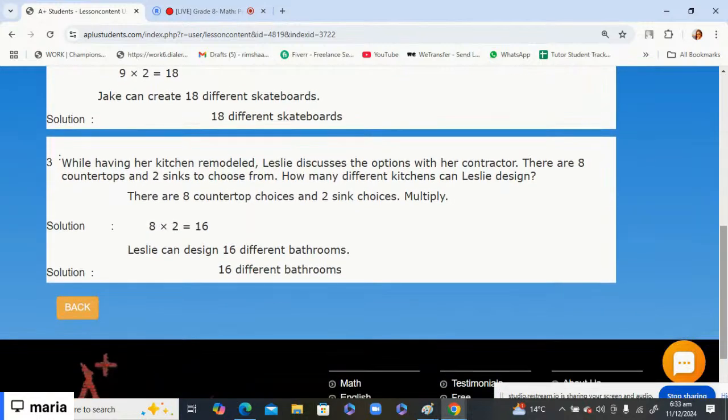While having her kitchen remodeled, Leslie discussed the options with her contractor. There are 8 countertops and 2 sinks to choose from. How many different kitchens can Leslie design? There are 8 countertop choices and 2 sink choices, so we multiply. 8 times 2 is 16. So Leslie can design 16 different kitchens.